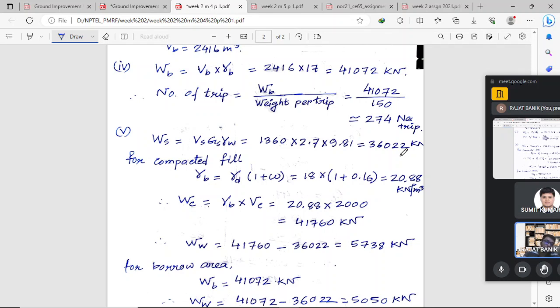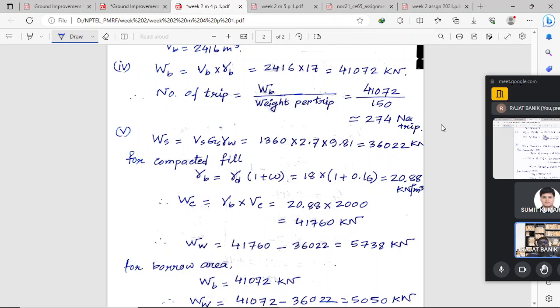To find the bulk density of the compacted field, we rearrange the density formula and write that bulk density is equal to dry density into 1 plus omega, where omega is the water content. After getting the bulk density, if we multiply it with the volume of the compacted field, we get the total weight of the compacted field. If we subtract the total weight of the soil solid from it, we can easily find the total weight of the water for that compacted field.